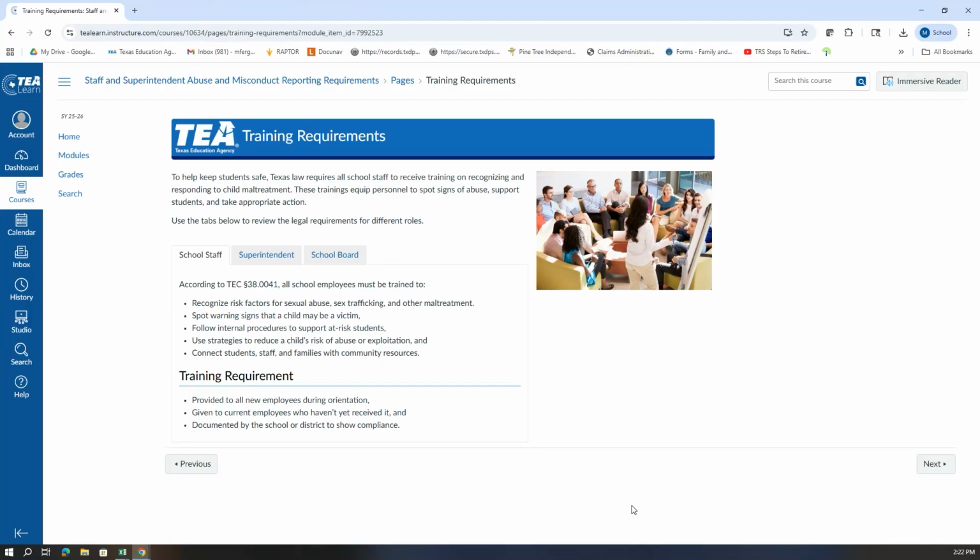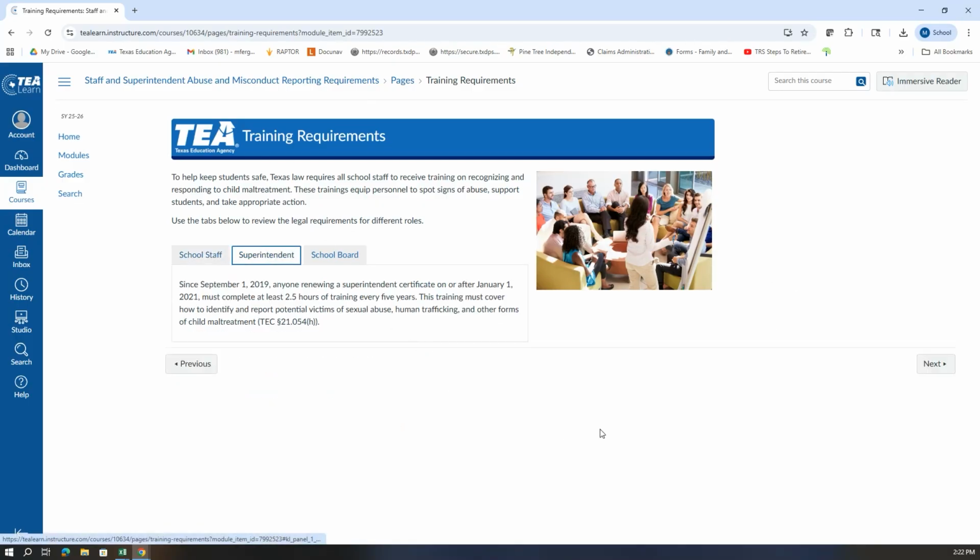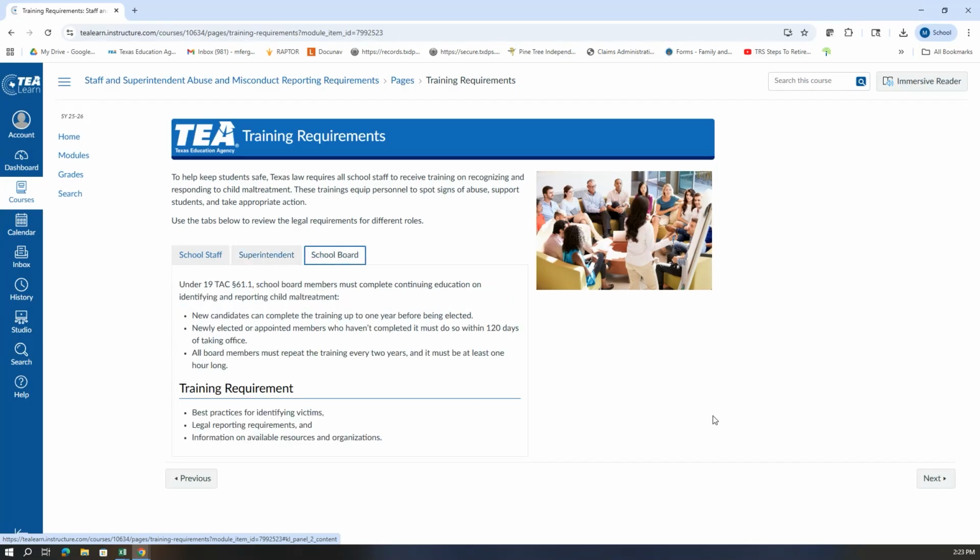Training must be provided to all new employees during orientation and given to current employees who haven't yet received it, and documented by the school or district to show compliance. Superintendent. Since September 1st, 2019, anyone renewing a superintendent certification on or after January 1st, 2021 must complete at least 2.5 hours of training every 5 years. This training must cover how to identify and report potential victims of sexual abuse, human trafficking, and other forms of child maltreatment. The school board: under TAC 61.1, school board members must complete continuing education on identifying and reporting child maltreatment.